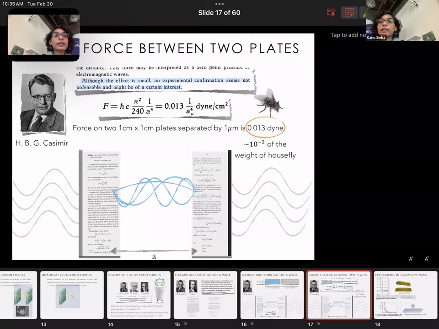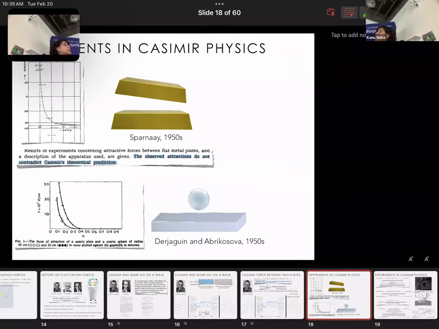Now, since Casimir, there have been attempts at experimental observation of this effect, and it has indeed been observed. The early efforts were in the 1950s, where people tried to look at this with metallic plates and with spheres and plates. As you can see from Sparnaay's paper here, he underlines that the error bars were so large that all the paper could say is that it doesn't disagree with Casimir's original prediction. But since then, we've certainly come a long way.